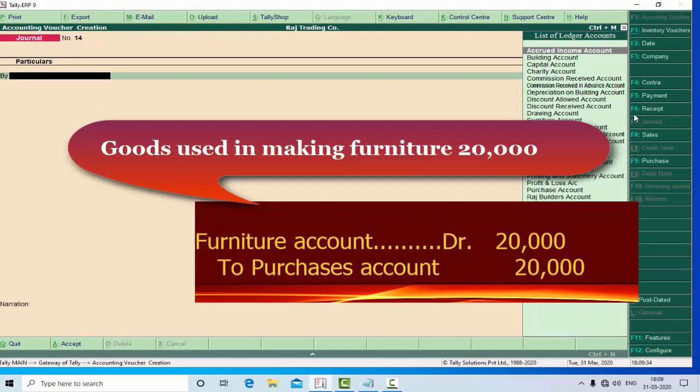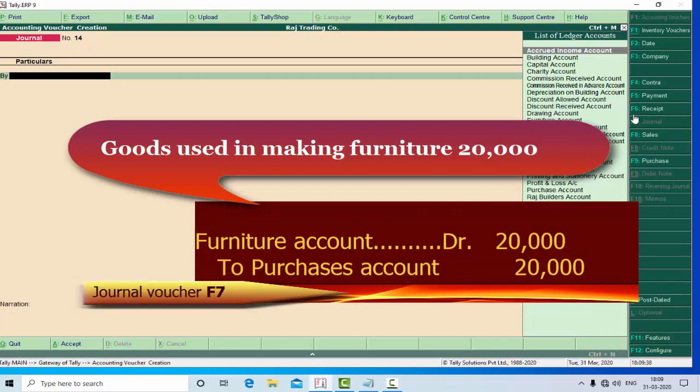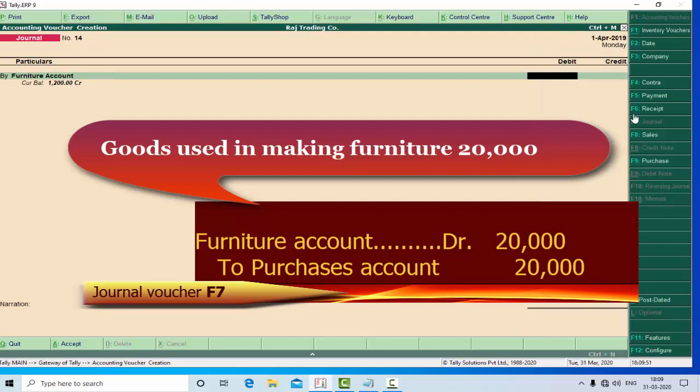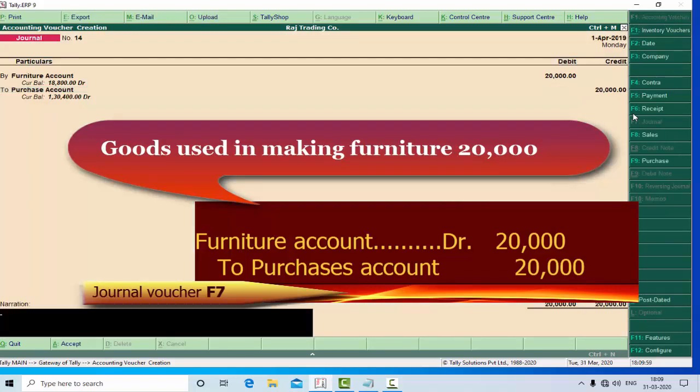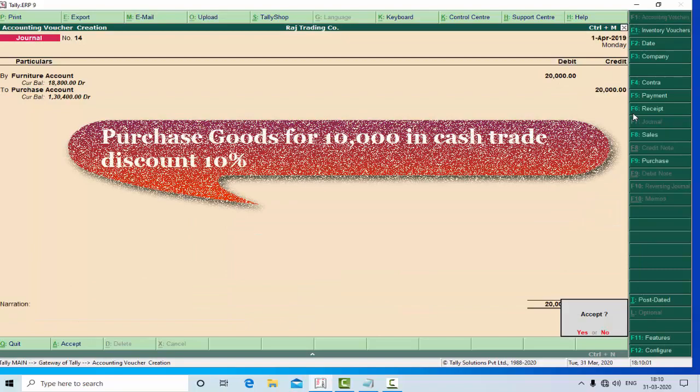Sometimes goods are used for making an asset of the business, and that asset will be debit. Maybe used in making a building, maybe furniture, maybe any other asset, and that asset will be debit and goods will be credit. So we will debit the furniture account, the asset account which is created by these goods, and credit the purchase account. I think you understand how this entry will be recorded in this voucher.